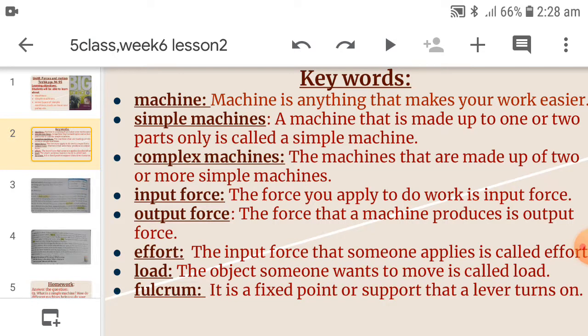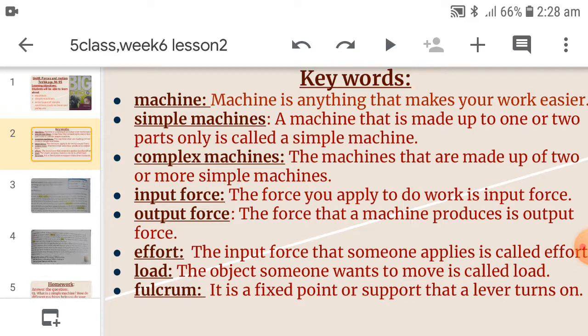Moving towards the keywords, machine. Machine is anything that makes your work easier. So anything or object, tool or device which is used by you and helps you do the work easily is called a machine. The two types of machines are simple machines and complex machines. A machine that is made up of one or two parts only is called a simple machine. For example, a pair of scissors, a nutcracker, or a nail cutter.